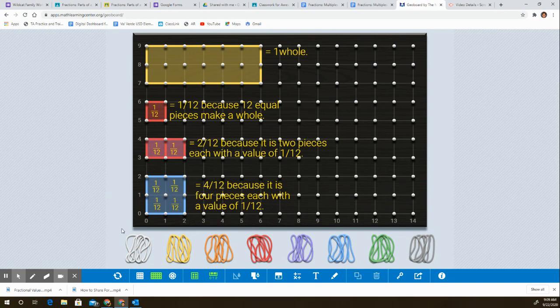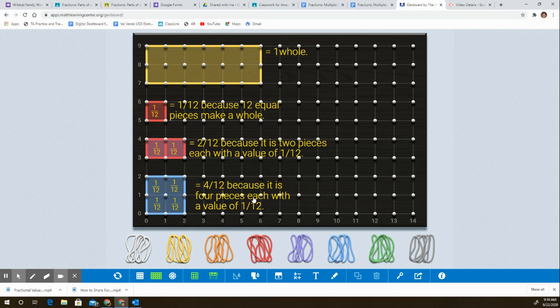All right. So I'm saying that first I have to determine what the smallest square value is. This right here, the smallest square value, I determine by comparing it to the whole. This is 1/12. And then this bigger rectangle here, I can compare to this by saying, well, how many of these does it take to cover that? It takes 2, so this is 2/12. And then I can also look at this one and say, well, how many of these small 1/12 pieces does it take to cover the bigger piece? And it takes 4 of them. So I would say this is equal to 4/12 because it is 4 pieces, each with a value of 1/12.